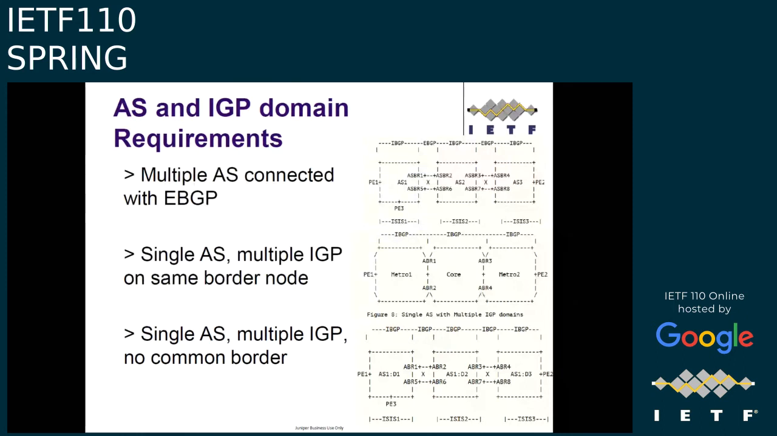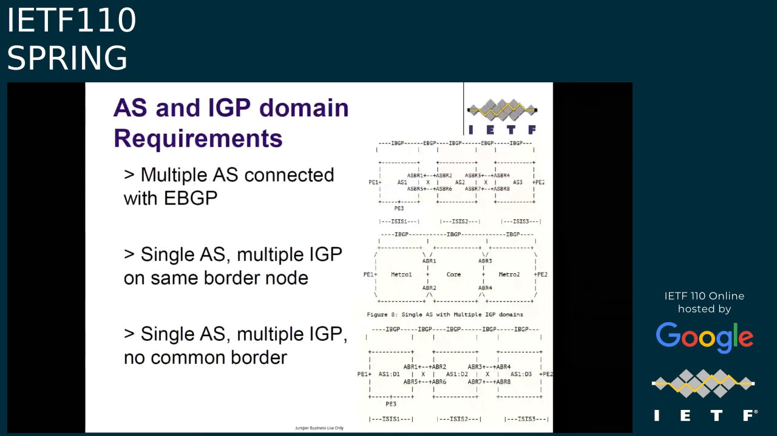The slide shows the different ways the domains can be organized. We've covered the most common use cases. It's not an exhaustive list of all the different ways operators deploy multi-domain networks. So the first one is where there are multiple ASs connected via eBGP. The second one is where there are multiple IGPs and there is a common border node, on the left side there is going to be one IGP and on the right side another IGP, and the end-to-end connection is via iBGP sessions. And there's a third category where there's a single AS.